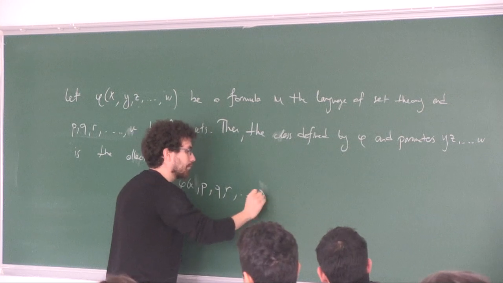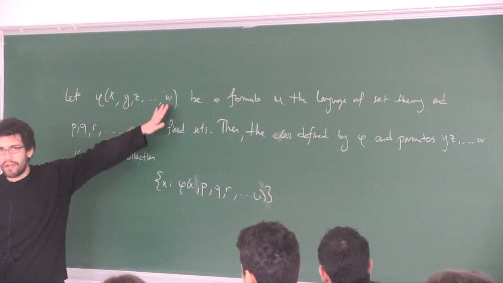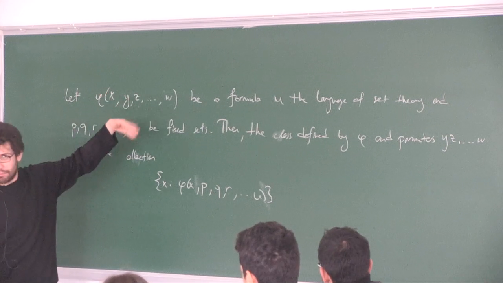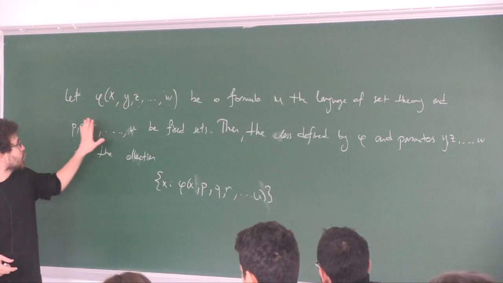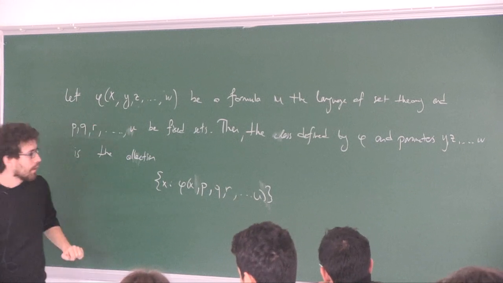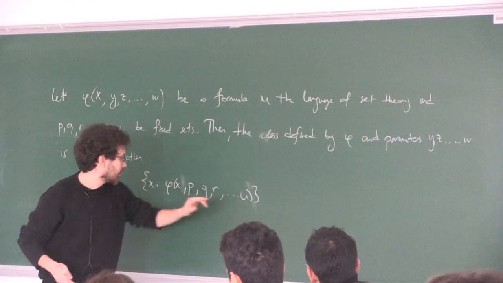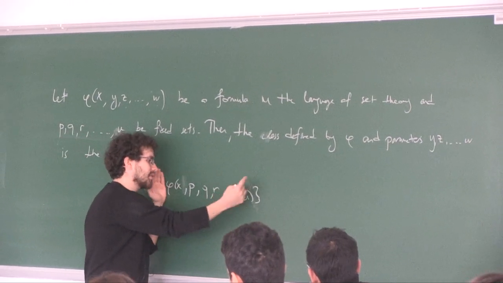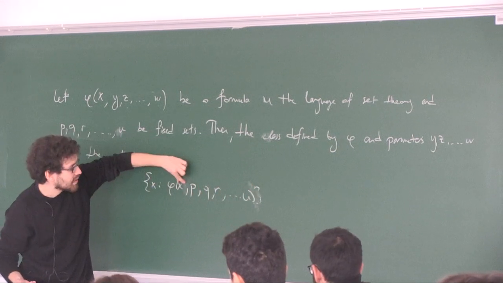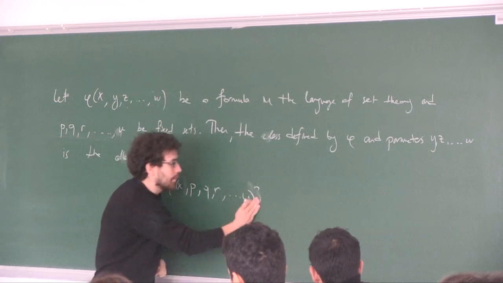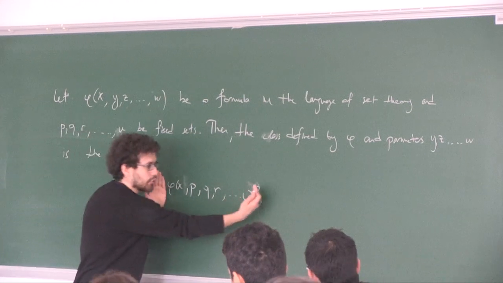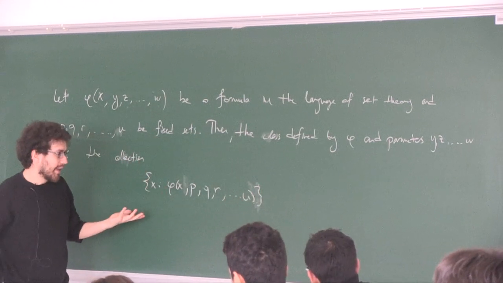So what I do is the following. I take a formula. It has many free variables. It is some property. It can say x belongs to y, and z is not equal to x, and blah, blah, whatever. I choose some sets. These are going to be my parameters. These are fixed. I fix these sets, and when I fix these sets, this formula, in some sense, becomes a formula with one free variable. The only variable is here x. I fixed these guys. Now, the collection of all sets x for which this is true is, again, a class.